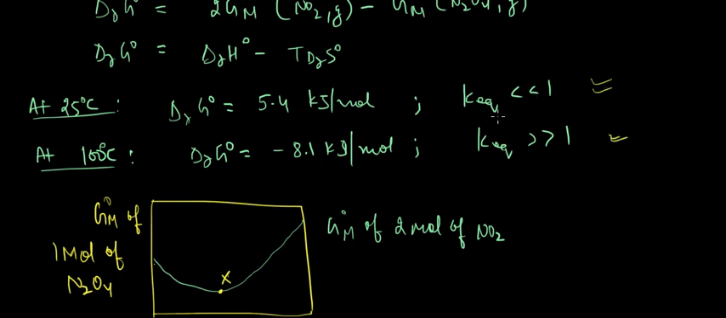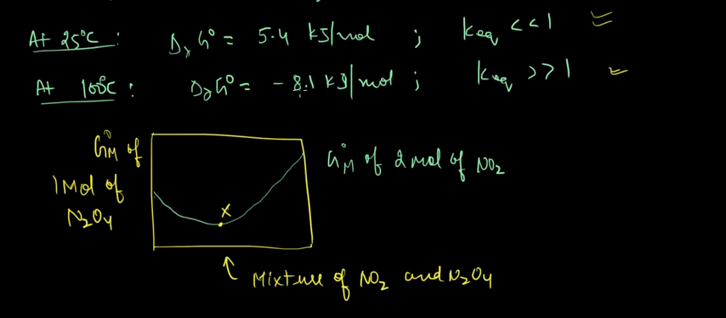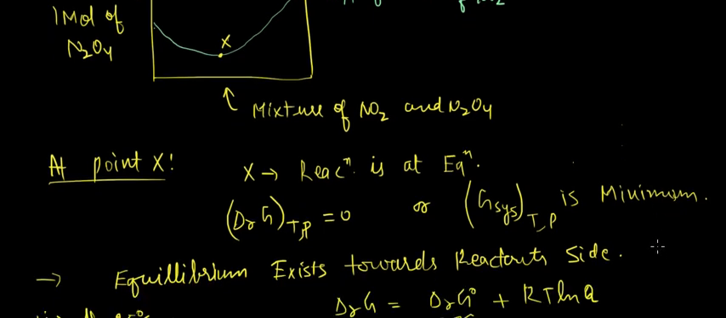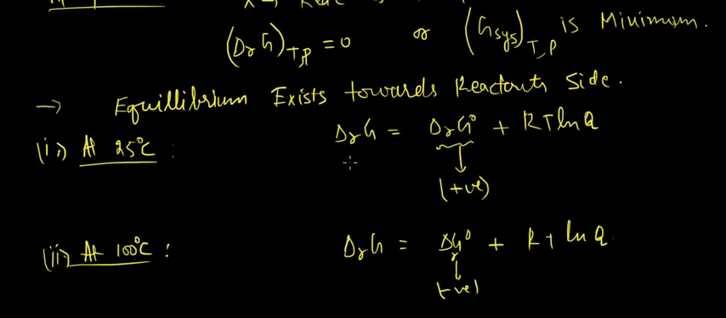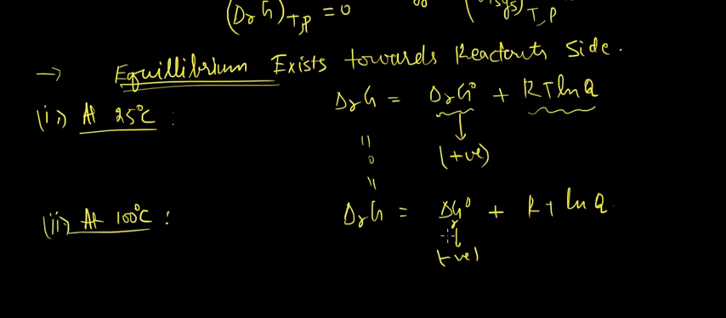So at 25 degrees Celsius K equivalent was very much lesser than 1 and delta Rg naught was positive 5.4, and at 100 degrees Celsius delta Rg naught was minus 8.1 kilojoule per mole, and K equivalent was greater than 1. In both the cases we are talking about the equilibrium condition, so delta Rg would be 0 in both the cases. So in one case delta Rg naught would be positive and the RT ln Q term negative, and in the other case delta Rg naught would be negative and that term positive. So we can guess how much a role delta Rg naught plays in defining the K equivalent of any reaction at a particular temperature.